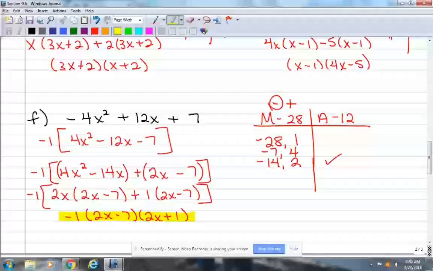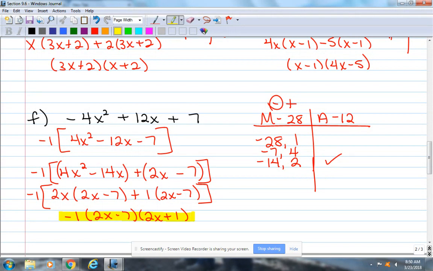Okay. Are y'all good with what to do with the negative in front? Y'all need to see another example, or you think they're good? Y'all good? Okay, well that concludes section 9.6.